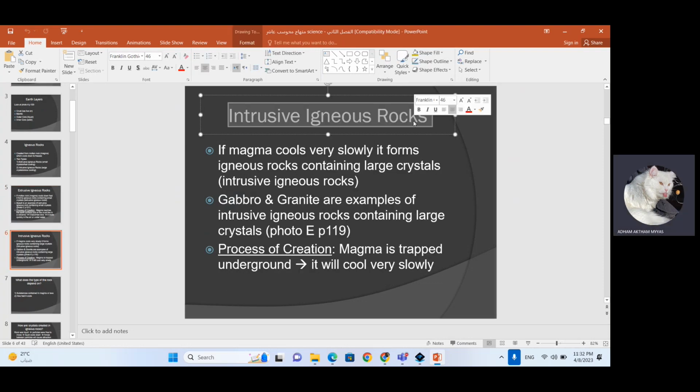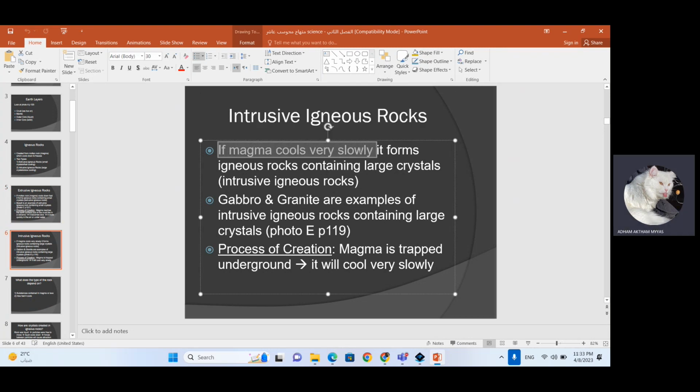Intrusive igneous rocks are the opposite: magma cools very slowly. It forms igneous rocks containing large crystals. Gabbro and granite are examples of that. You can see them at photo E, page 119. Process of creation: the magma is trapped underground. So be careful about this. It cools very slowly.